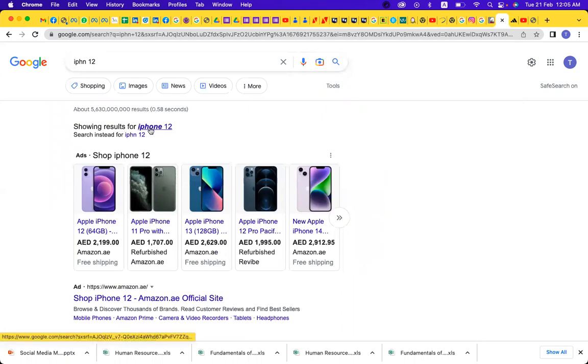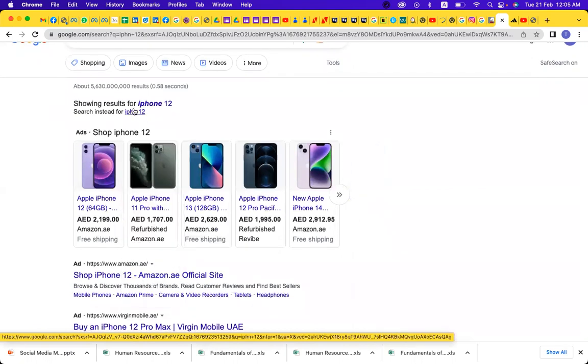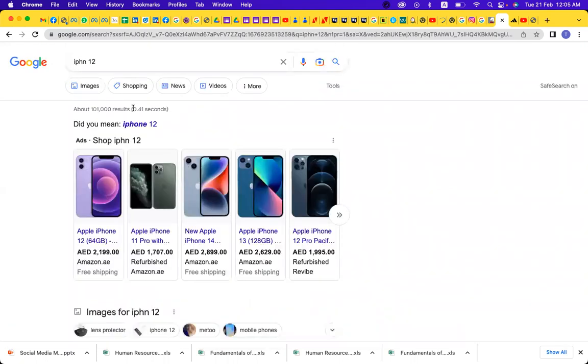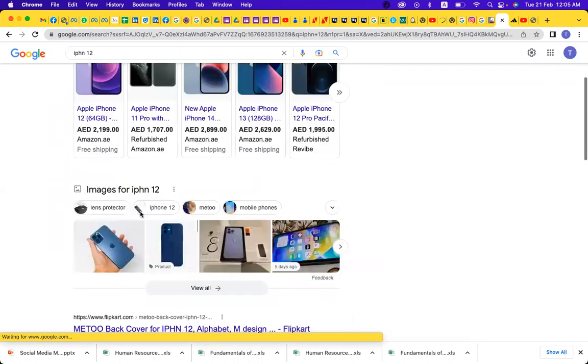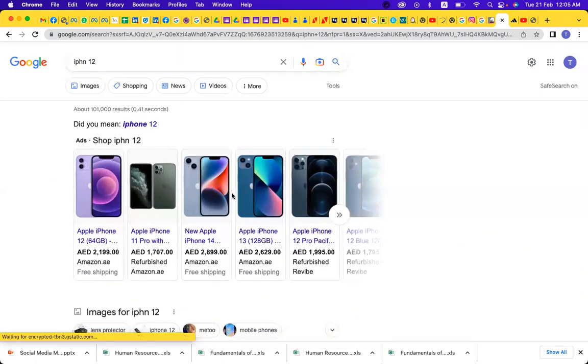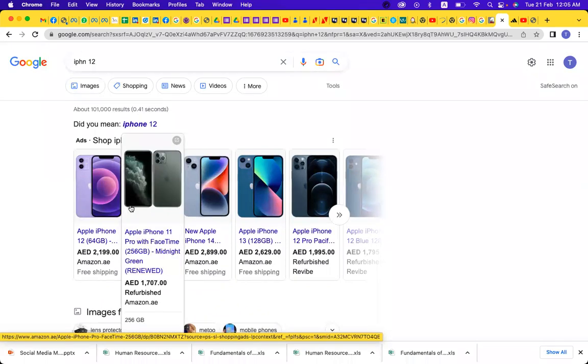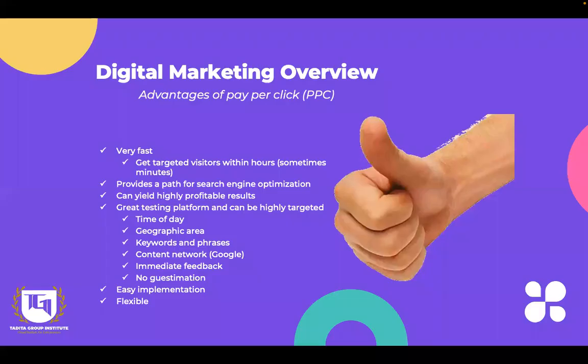Maybe if you've cross-checked and you've noticed that that's not what you want, you can come back and click on this one. And when you still click on it, Google will still be struggling to give you results. You see, they are still showing you ads for iPhone. Okay, so Google actually tries to identify the keywords you're using and the phrases. They try to match it up.